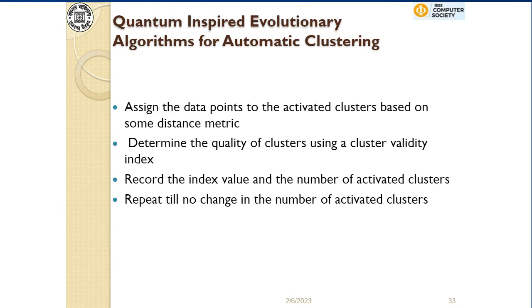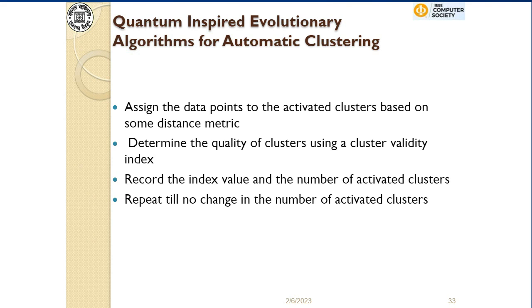So ultimately, with time, you will go on reducing the number of clusters, that means merging regions together. Each time you measure the cluster validity to see whether this clustering has been good or not. The point when the cluster validity index gives you the idea that the clustering has been very good, depending on the maximized or minimized value of the index, you stop. At that point, the number of clusters becomes the optimal number of clusters. Each time you record the number of activated clusters and the index value, and repeat until there is no change in the activated clusters.